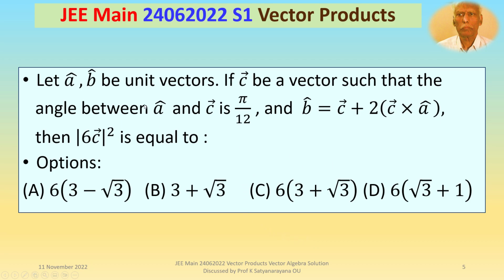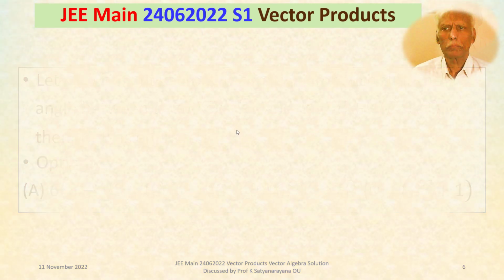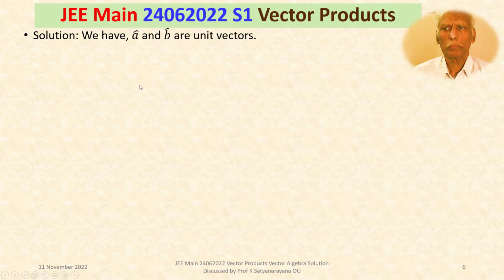So we are given A, B as unit vectors and vector C is given such that its angle with A is pi by 12 and vector B is equal to vector C plus 2 times vector C cross vector A. Then we have to find mod of 6 times vector C square, from these 4 options. We now discuss the solution of the problem in detail.